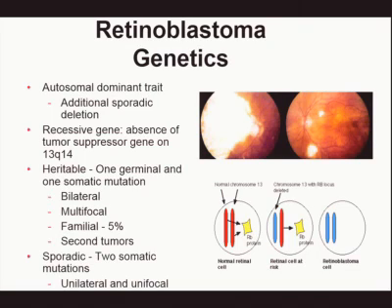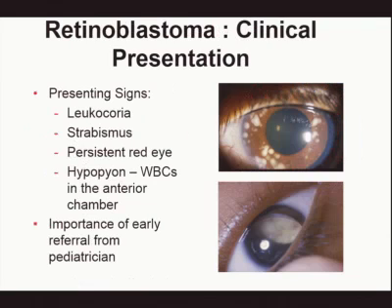So it's a recessive gene and it's an absence of the tumor suppressor gene on 13q14. In the heritable cases, there's one germinal mutation and one somatic mutation. Typically, the retinoblastoma will be bilateral, multifocal, so numerous lesions in the retina. And they are at risk for secondary tumors. In sporadic, they have 2 somatic mutations, and that's usually unilateral and unifocal.